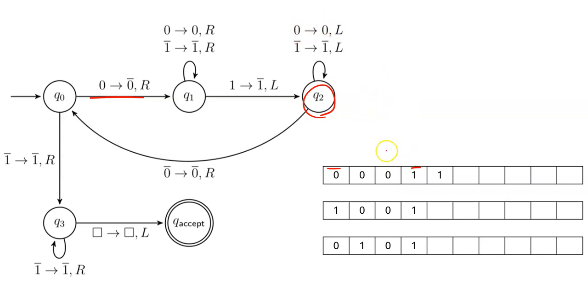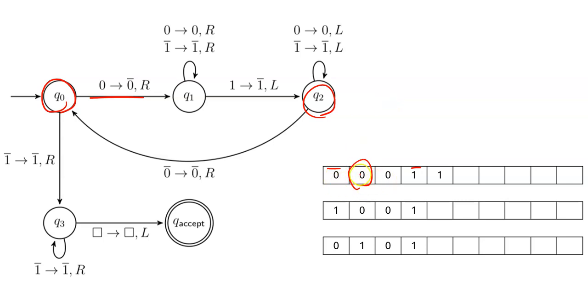We have 0, so we move to the left, still in Q2. We have 0, move to the left, still in Q2. Now we have the marked 0, which we leave as a marked 0, and we move to the right, and we're now back in Q0.